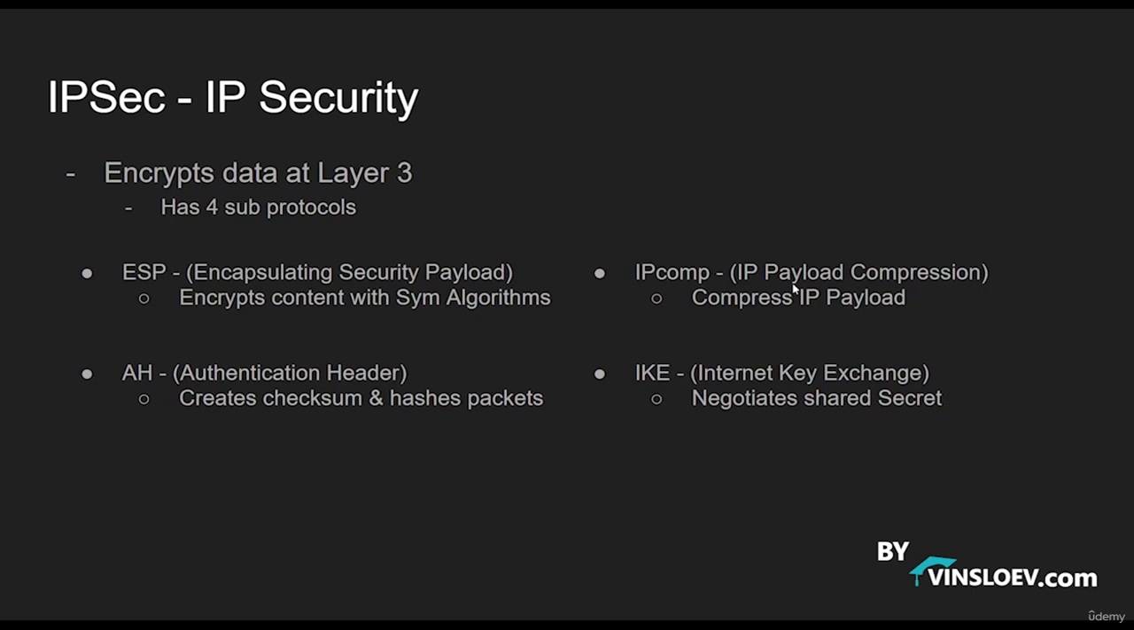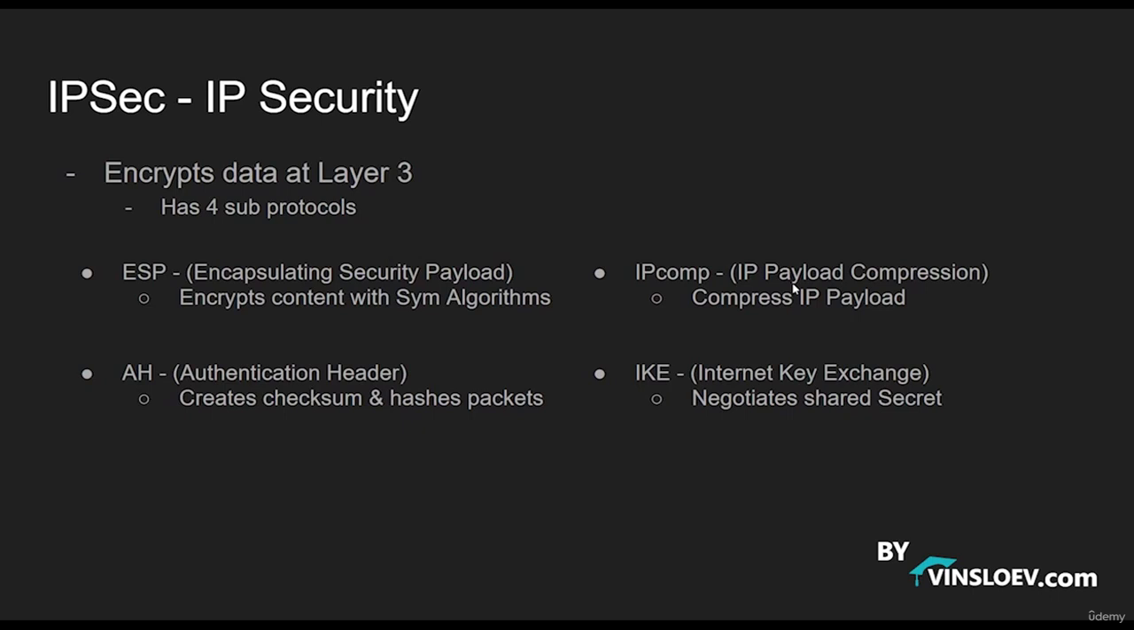Then we have IPComp, which is the IP payload compression. This is where our payload, meaning our data and our authentication header, is getting compressed such that it is of a smaller size before we send it, because the less data we have, the faster it is and the less bandwidth we use. So it is very important that we can compress it as much as possible before we actually send it.